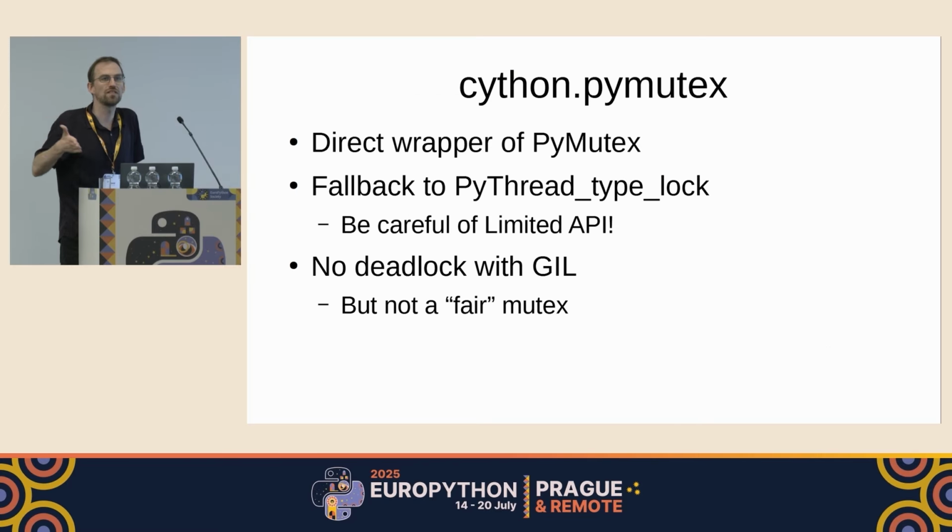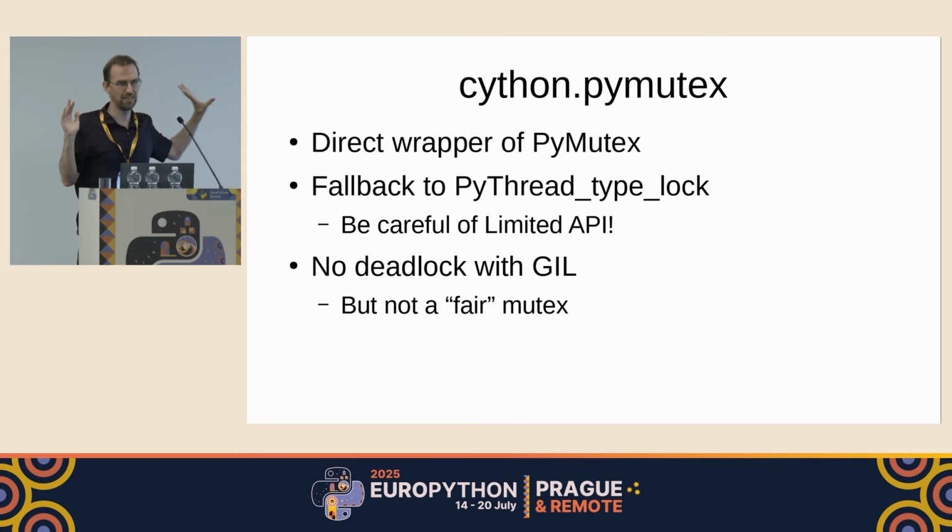So we then present you with some tools that you can use. The first one is this Cython PyMutex. This is a direct wrapper of the PyMutex type, which is in recent Python. Where the PyMutex type doesn't exist, it falls back to a cruder, older type, which is a bit slower because it needs heap allocation. But the main value of this is a mutex you can use that won't deadlock with the global interpreter lock. It isn't a fair mutex, so in certain pathological conditions you can end up never getting to it, but very few mutexes are, so maybe that's not a huge concern.